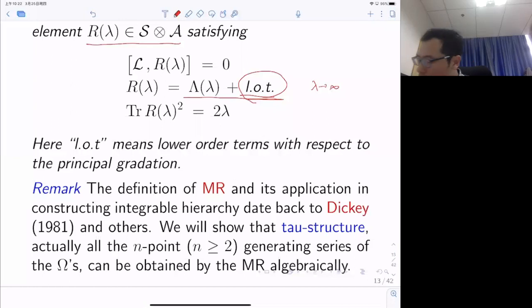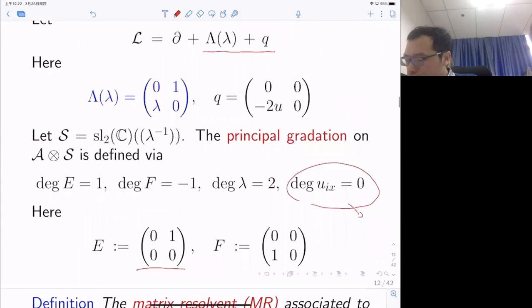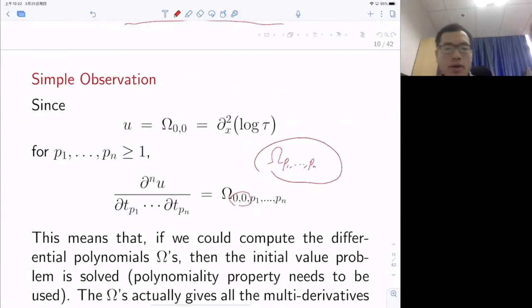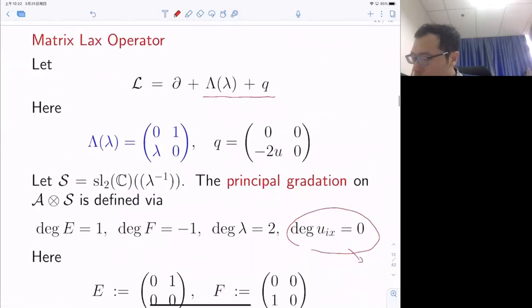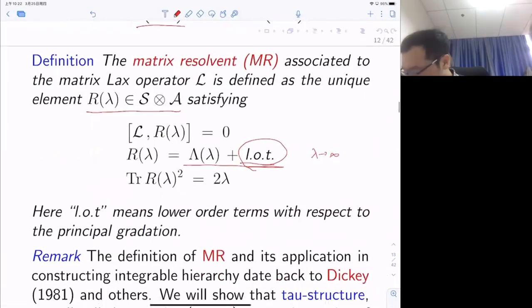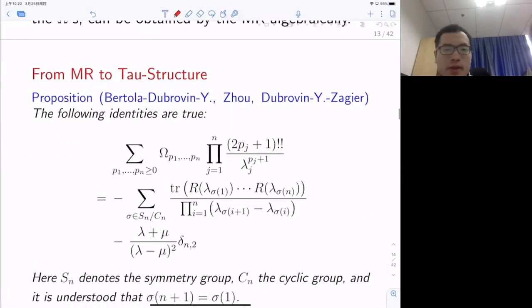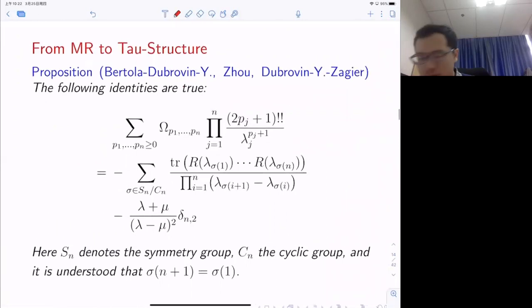However, what we will do is to consider the tau structure. We want to show that all the n-point generating series of omega, all these multi-point correlation functions, can be obtained from this simple object R in an algebraic way. This algebraic way is given by this proposition.